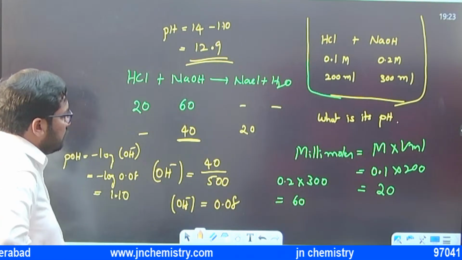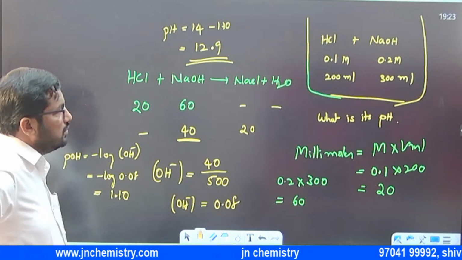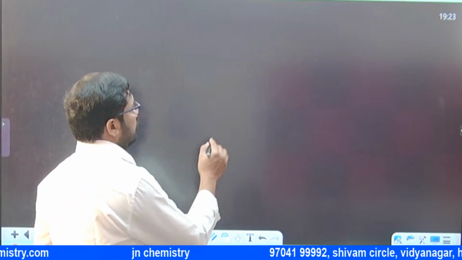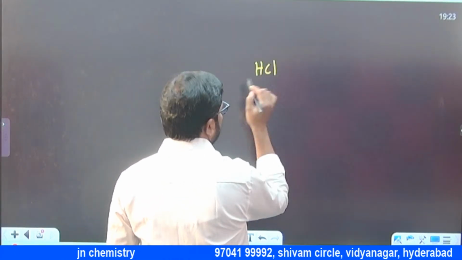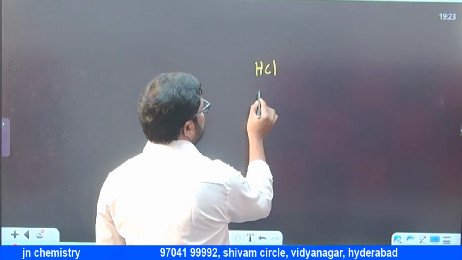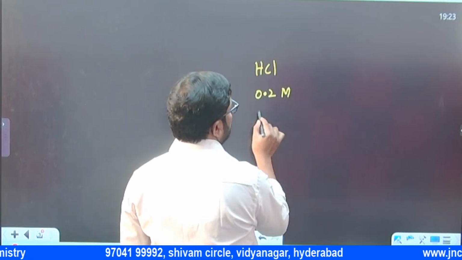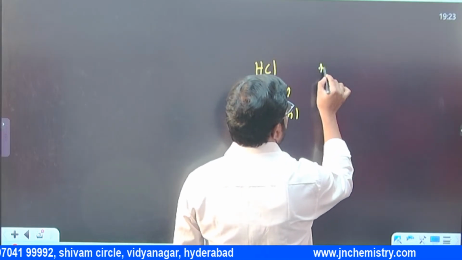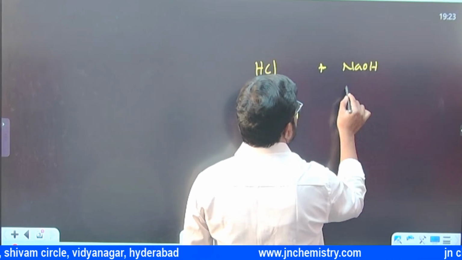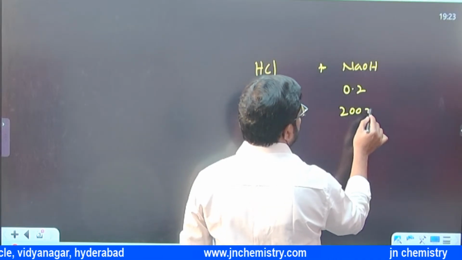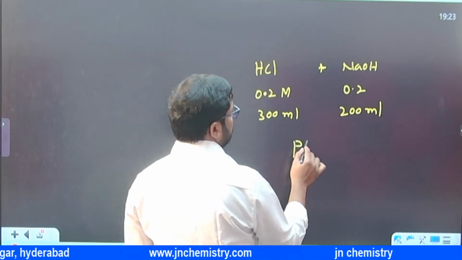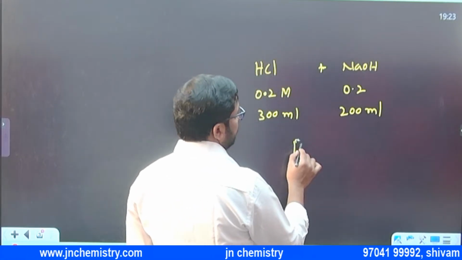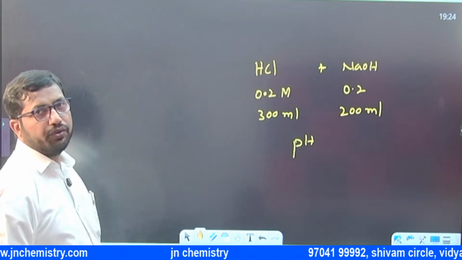Try to do one more question, of this same type only. For example, HCl only, I'm just giving you 0.2 molar, 300 ml, plus NaOH 0.2 molar, 200 ml. So calculate its pH. Calculate its pH. Come on, do it fast.